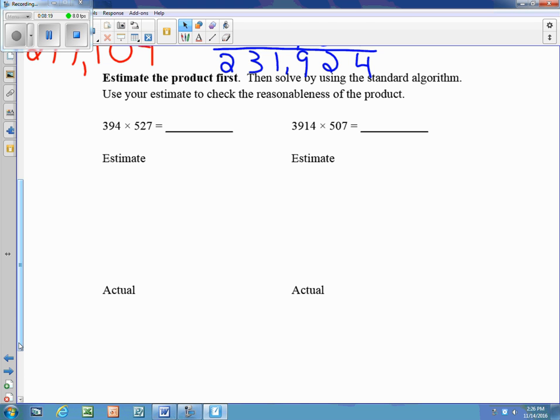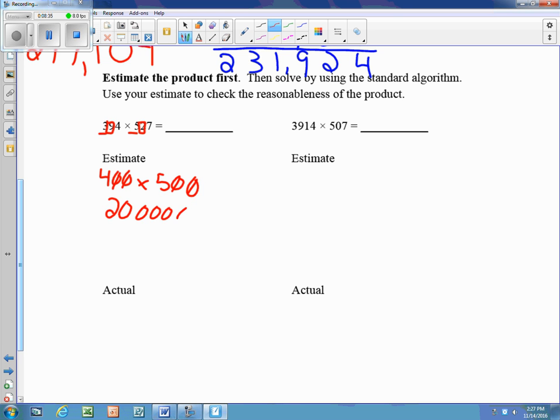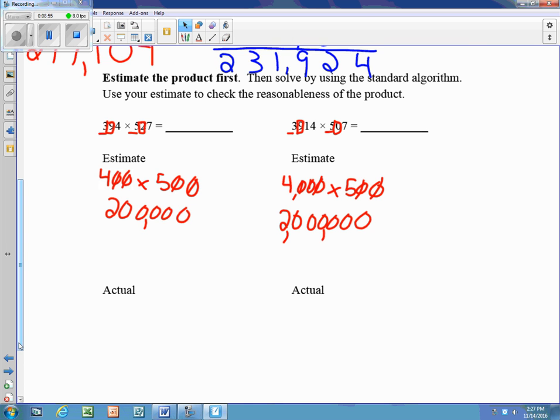Now the directions have changed and it says to make sure that you estimate first. So you must make sure that you estimate first. I'll do both estimations first. And now I'm going to solve the actuals, and that will be the end of the review.